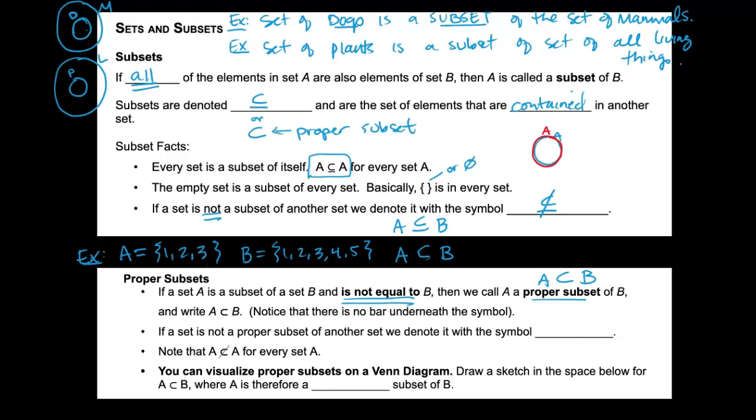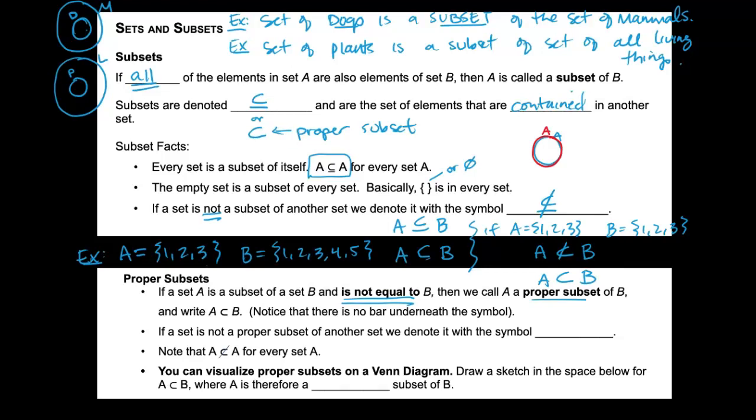And so I could give you an example of where this wouldn't be the case. Let's say A is 1, 2, and 3, and let's say I call B the set with 1, 2, and 3. Then A is not a proper subset of B because they're the exact same set.